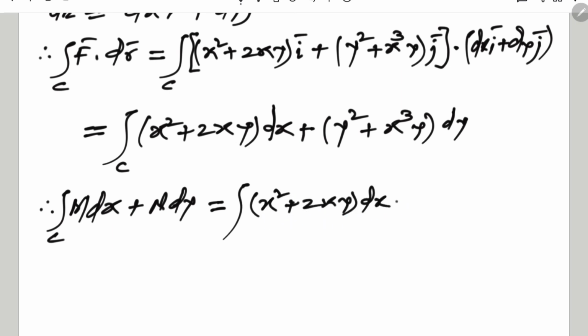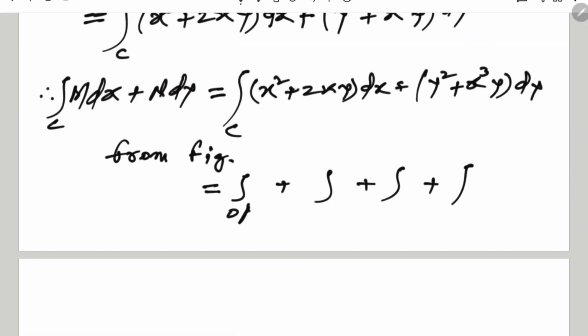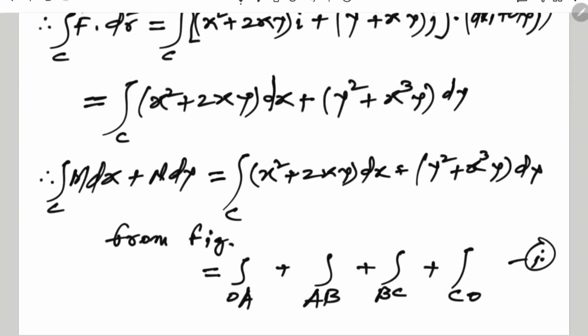This is equal to m dx plus n dy. Therefore, comparing the integral of x square plus 2xy into dx plus y square plus x cube y into dy with m dx plus n dy, we get the value of m as the coefficient of dx. As per the figure, when we evaluate this line integral, it is the sum of four line integrals along OA, then along AB, along BC, and then along CO.